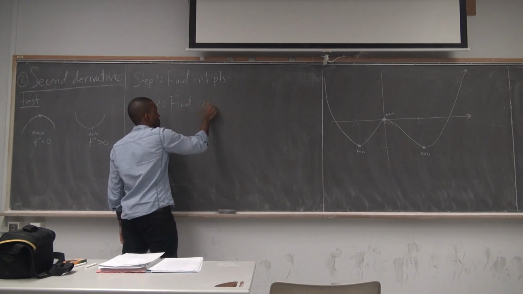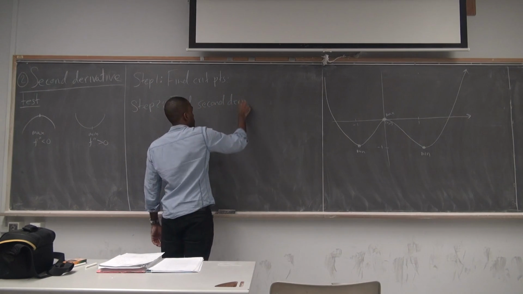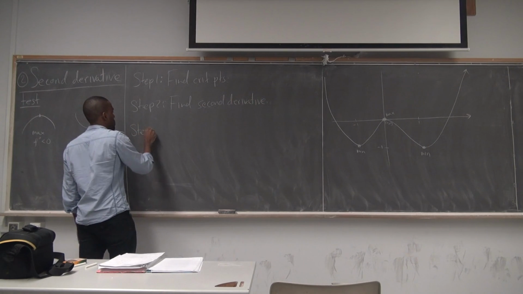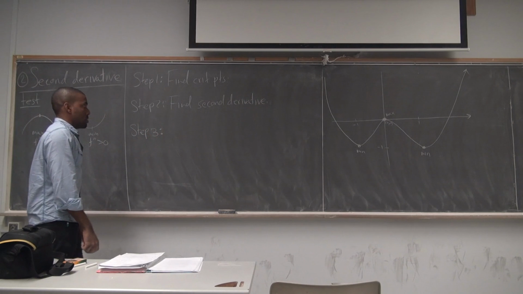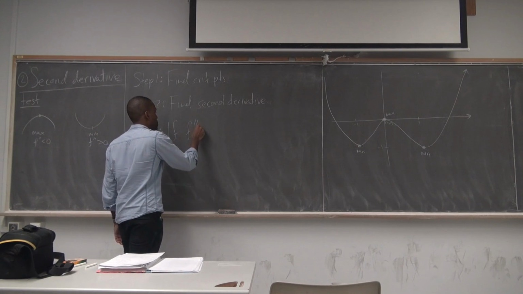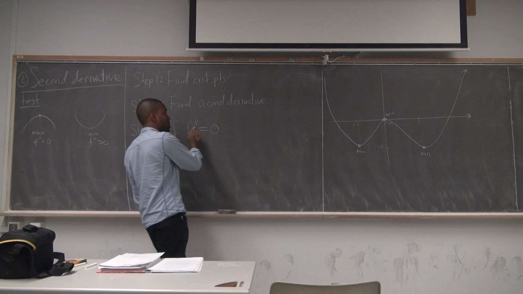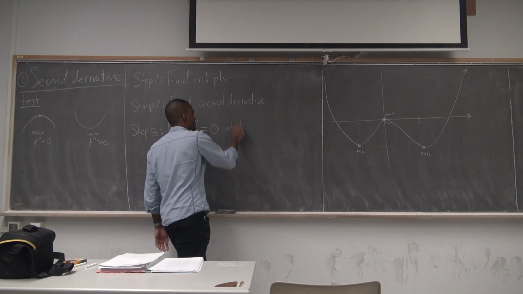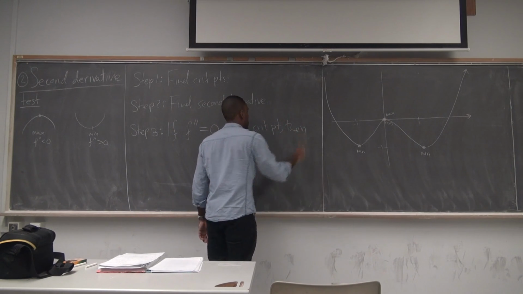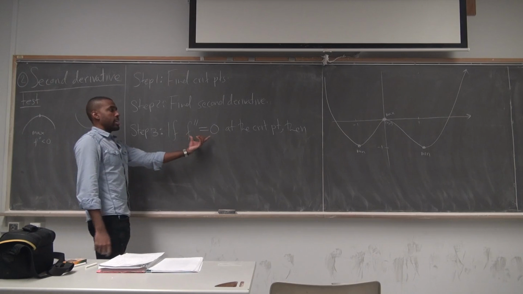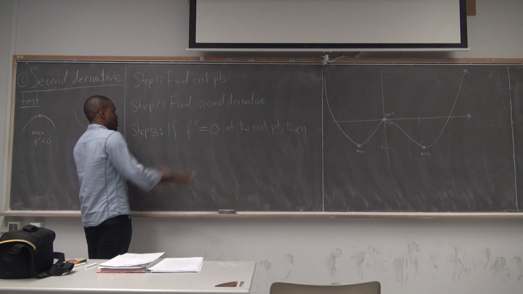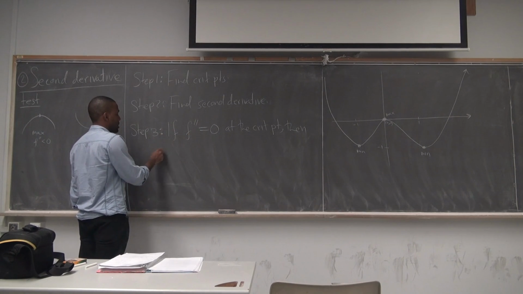Find the second derivative. Step three. If f prime equals zero, and f double prime, the second derivative, equals zero at the critical point, then... Right, so we don't look at the case where it's undefined. We won't be able to get this information from this particular test. But if the derivative is zero, then we have one of two cases.